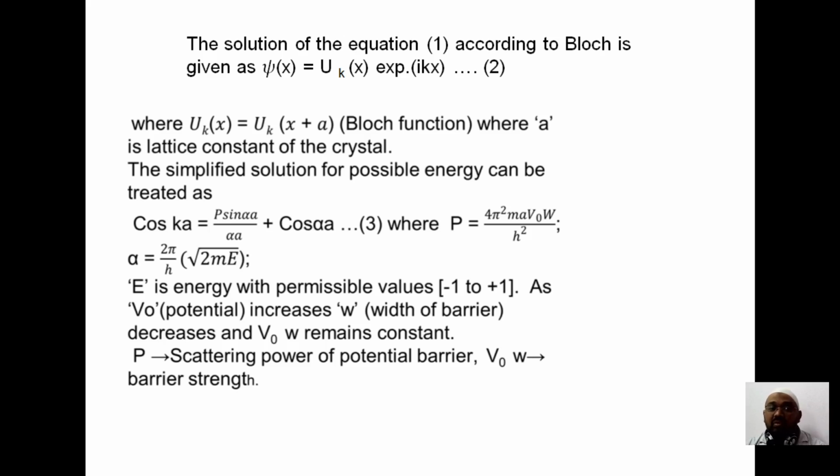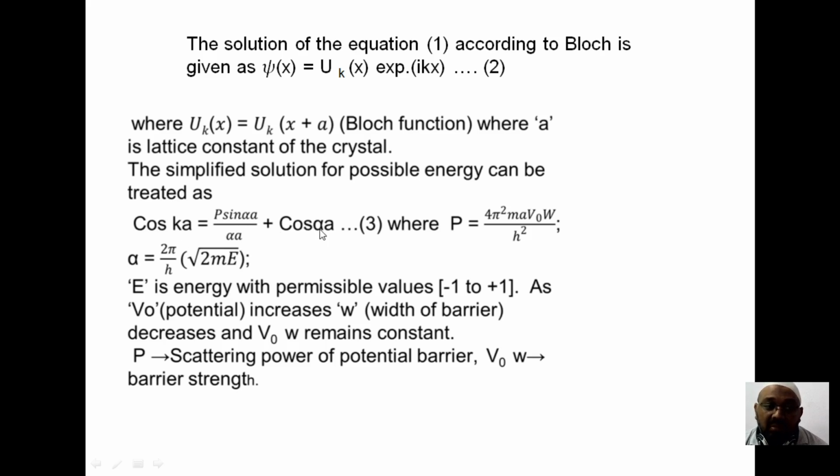A mathematical equation is given, and that mathematical equation will have a solution. When we simplify it, it will give us the exact energy value. That is called the possible energy value, which we obtain after different mathematical operations, some calculation part, and that calculation part is very trivial. So we need not go into that calculation part. Only the exact solution we obtain at last, that cos k is equal to P sin alpha a by alpha a plus cos alpha a.